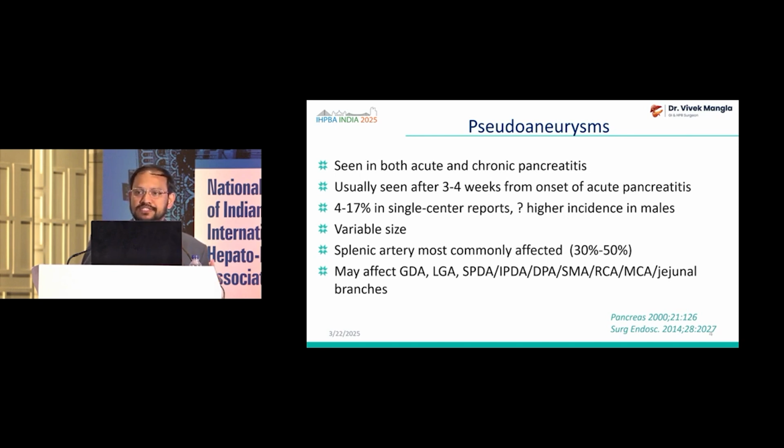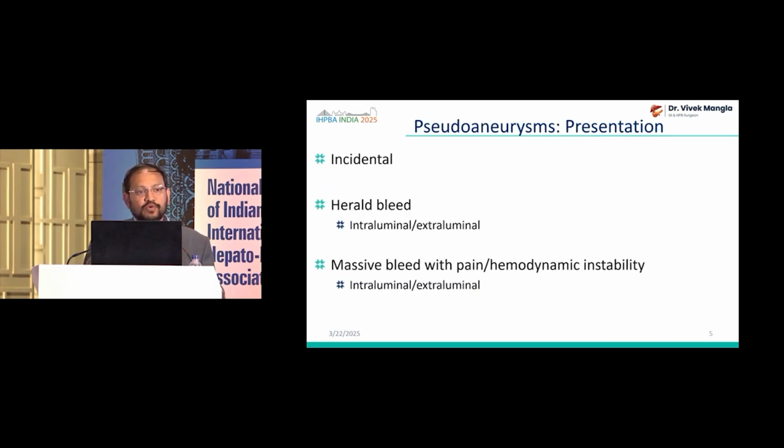However, the other vessels in the vicinity, which could be the gastroduodenal artery, the left gastric artery, the superior and inferior pancreaticoduodenal artery, the dorsal pancreatic artery, sometimes the superior mesenteric artery and its right colic, middle colic, or the jejunal branches could also be affected. Quite often, these pseudoaneurysms would be picked up as an incidental finding when you are doing a scan for a patient who's clinically not doing well in acute pancreatitis, or sometimes when some treatment is being planned for this patient for chronic pancreatitis, at that time you've picked up a pseudoaneurysm.